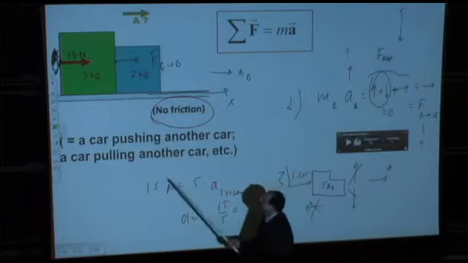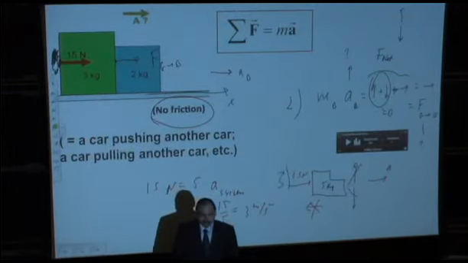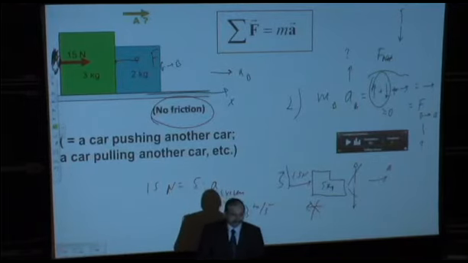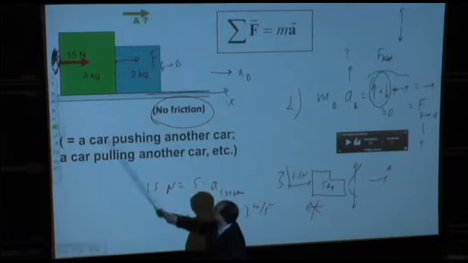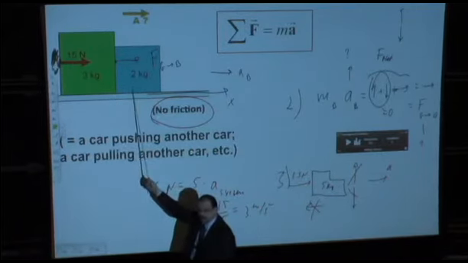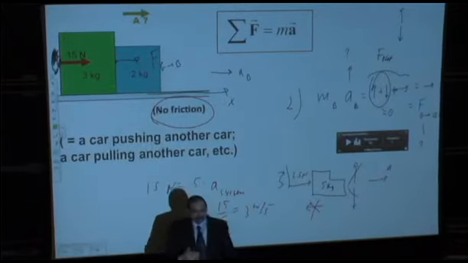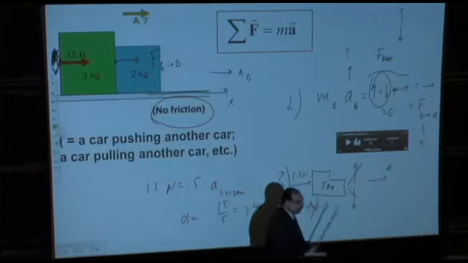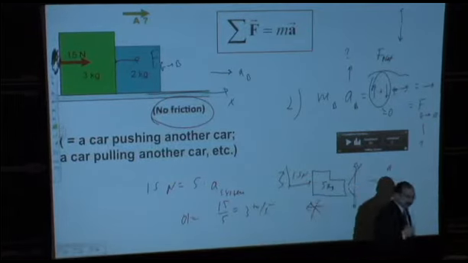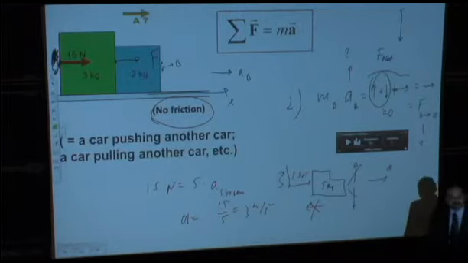Well, they move together. That's what we call the coupled motion. If the green box travels 1 meter to the right, the blue box travels 1 meter to the right. If the green box takes 1 second to travel 1 meter, that means for the blue box, it's going to take exactly the same time to travel exactly the same distance. So they make the same displacement, they travel with the same velocity, and of course, they have the same acceleration.